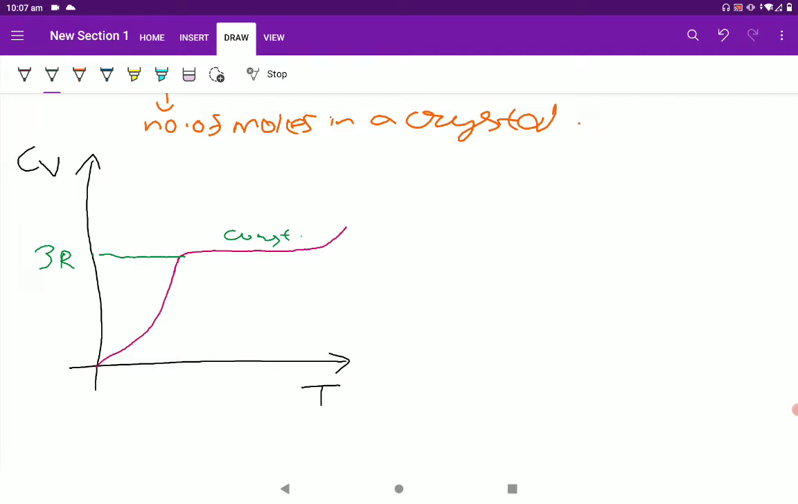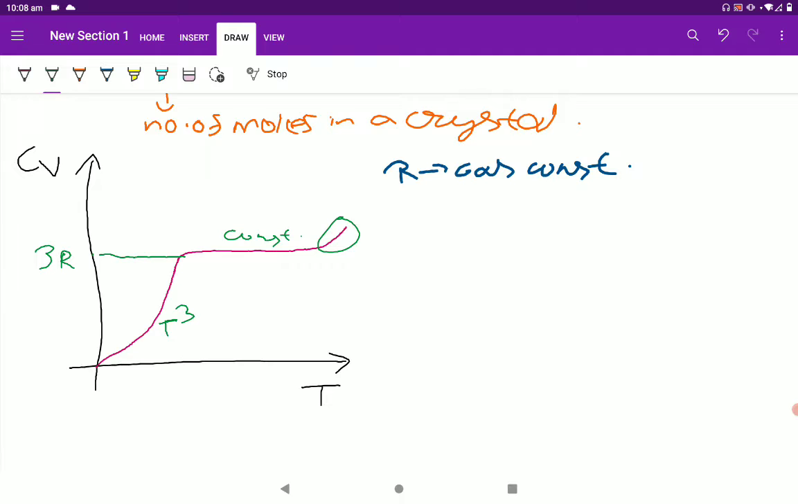So if you remember, the behavior is T cube. This is cubic behavior at the beginning, at very small temperature, then it goes to a constant value as seen in the graph. The constant value for 1 mole of a material is 3R. Here R is the gas constant. If you go to very high temperature, you can see there is a very small increase in Cv at this point.